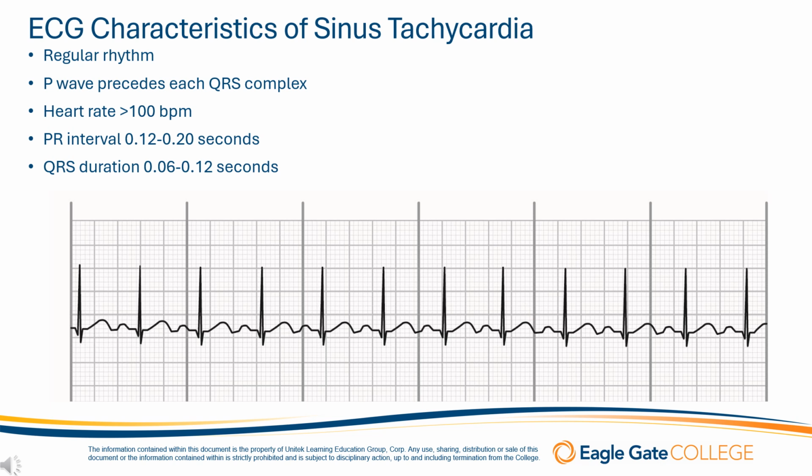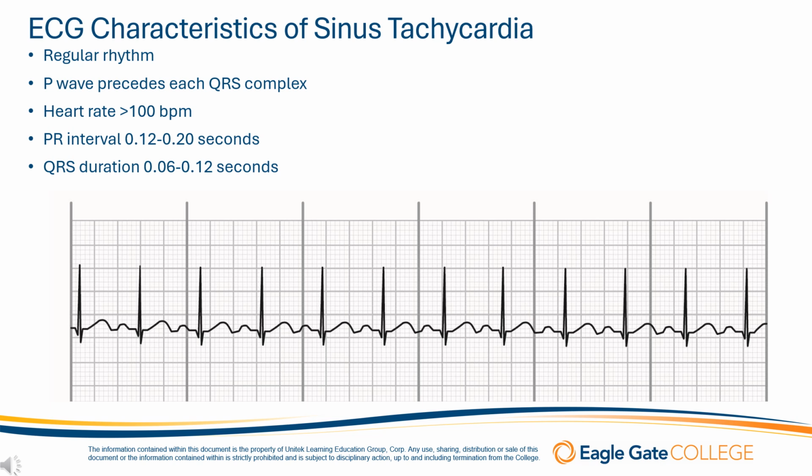the increased heart rate. The QRS duration represents the time it takes for ventricular depolarization. In sinus tachycardia, this duration remains within the normal range of 0.06 to 0.12 seconds. This suggests that the ventricles are depolarizing and contracting efficiently, even though the overall heart rate is elevated.